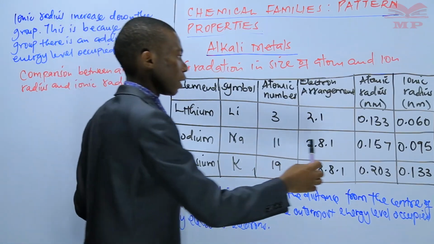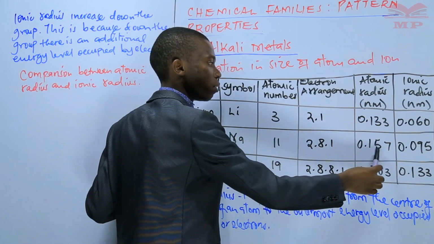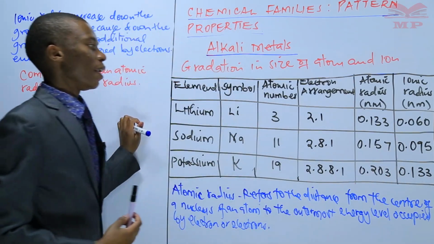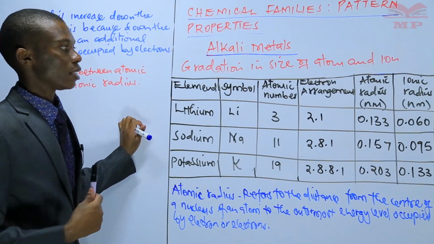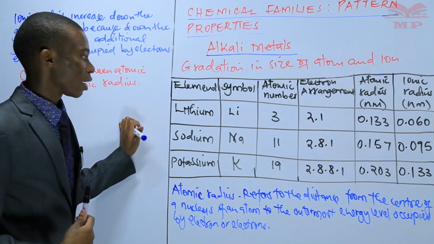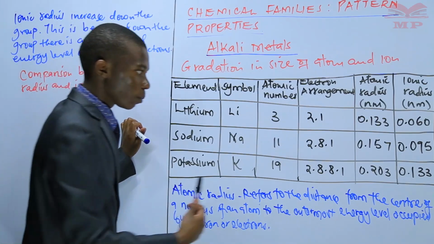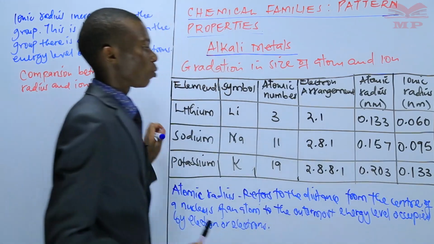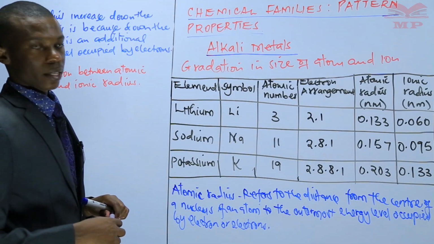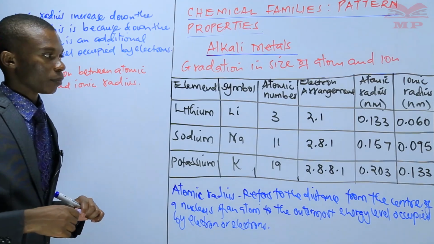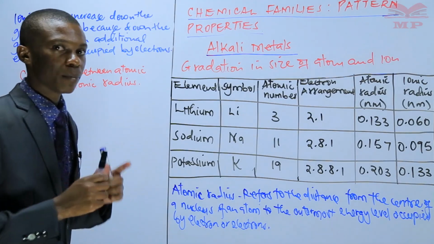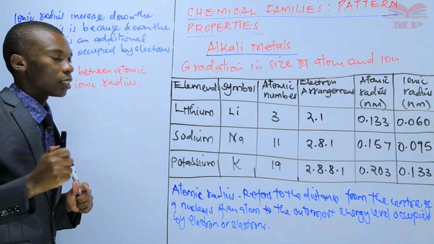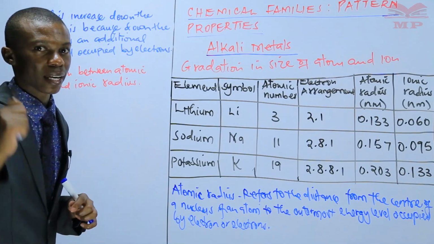For sodium, again, the atomic radius is 0.157. Then for ionic radius, the ionic radius is 0.095. Again, the atomic radius is larger than the ionic radius. For potassium, the atomic radius is 0.203 and the ionic radius is 0.133, showing you that in alkali metals, all group 1 elements, the atomic radius is always larger than the ionic radius.